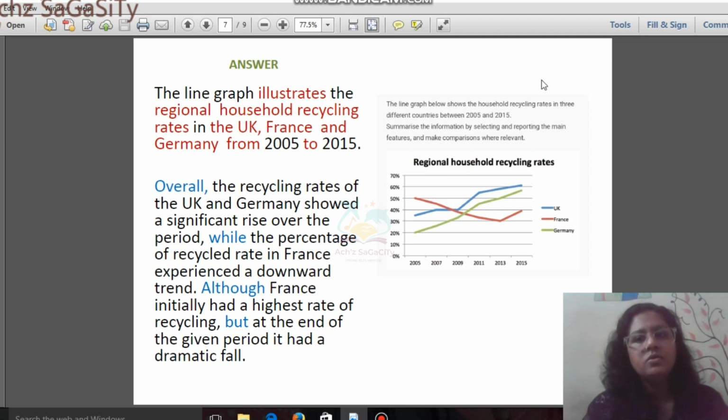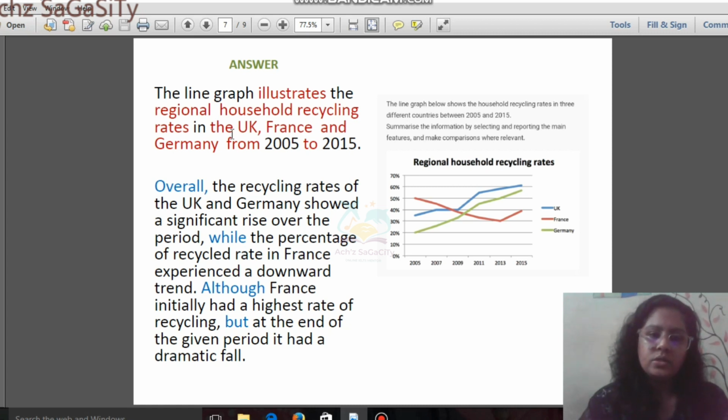Then in the question, they mentioned it as between 2005 and 2015. So we can change it to from and to. So if they gave from and to, you can change it to between and. The line graph illustrates the regional household recycling rates in the UK, France, and Germany from 2005 to 2015. That's about our introduction. Then in the overview, we always want to start with overall.